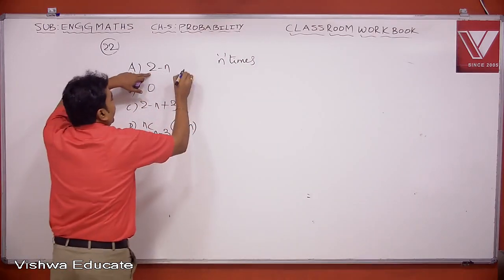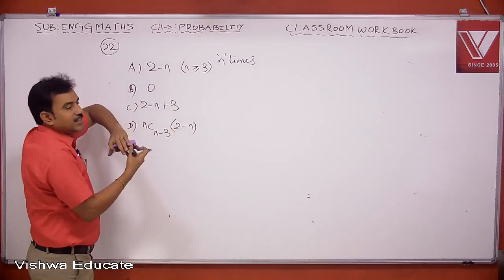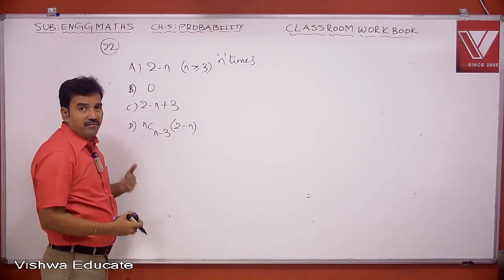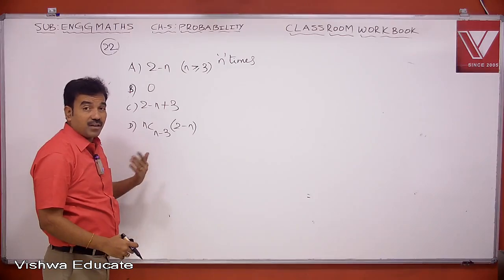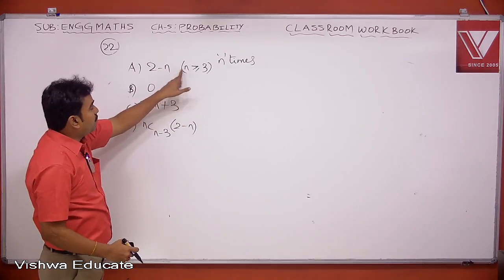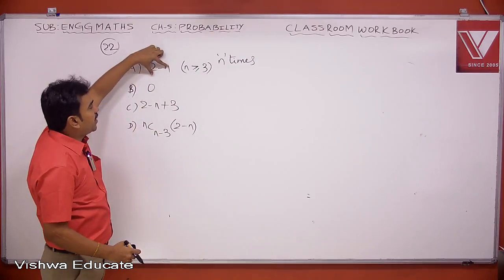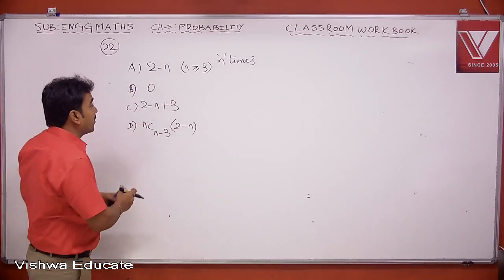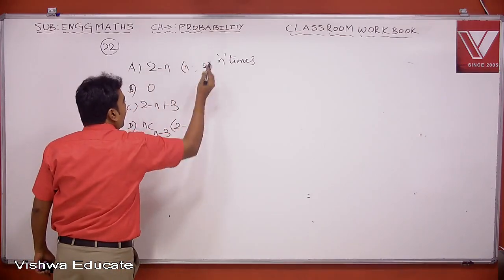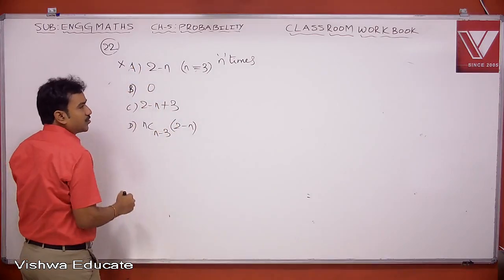Now suppose n is 3 or at least 3. Suppose n times means I may toss a coin 1 time or 2 times or 7 times or 100 times. Suppose you take the n value as 3 or any value from 3 onwards. Then 2 minus n, with n greater than or equal to 3, will be negative. Probability should not be negative. Therefore, when you take n value 3 or from 3 onwards, this will be negative probability. So there is no chance.